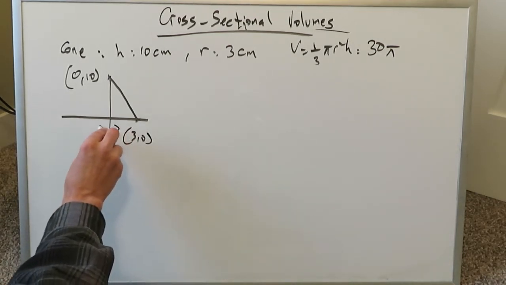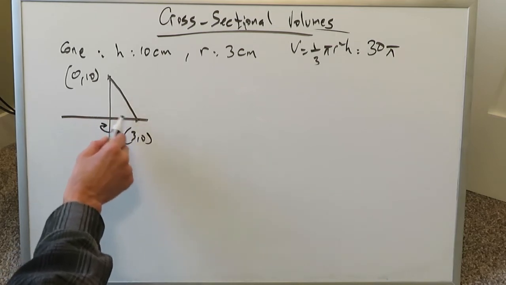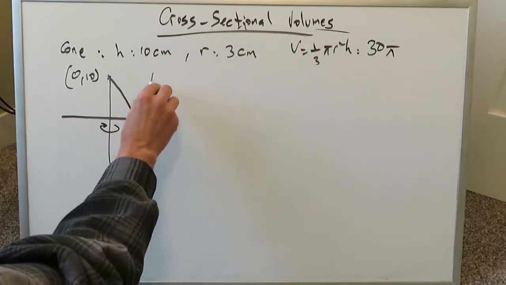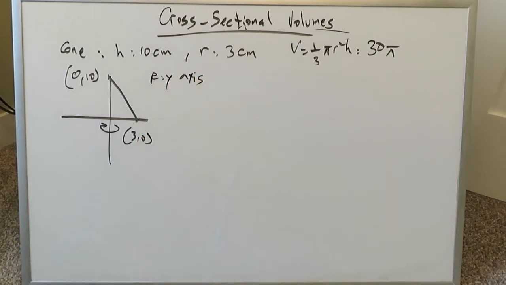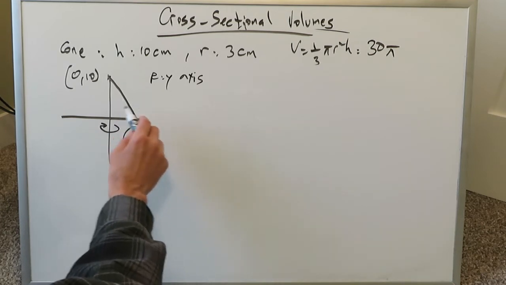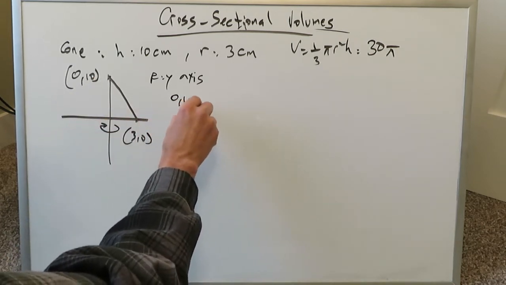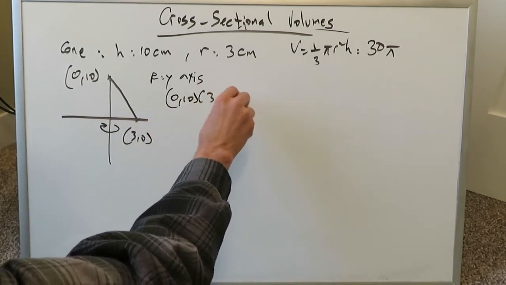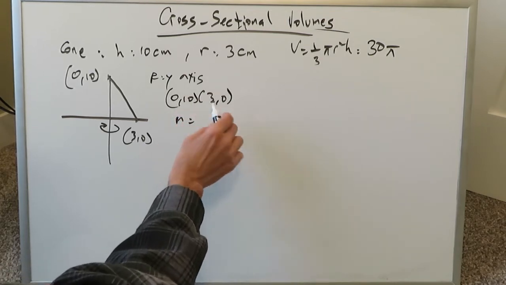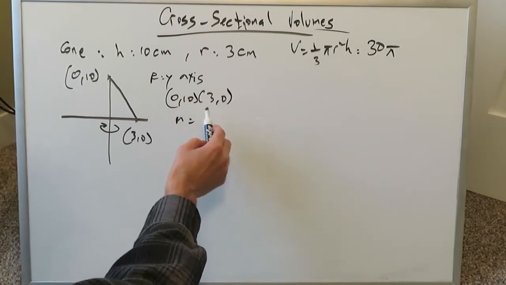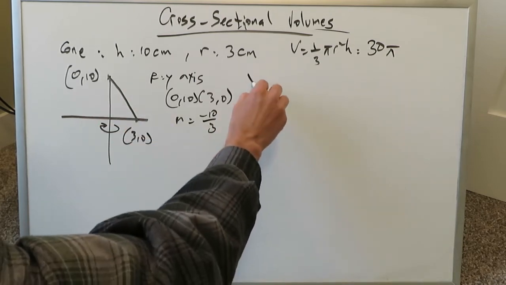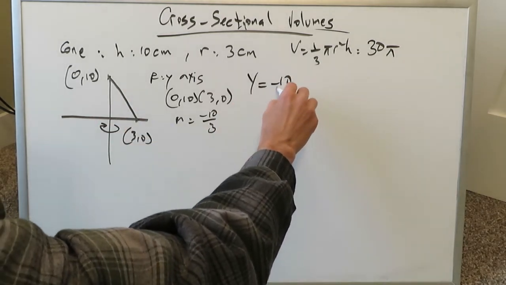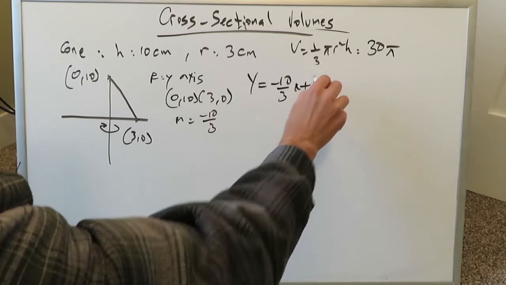If you were to rotate this area which is bound by this line and these x and y axes around the y axis, you'll very well demonstrate and develop a three-dimensional cone. But we need to determine the formula of this line here. We have (0, 10) and we have (3, 0). The slope over here will be y2 minus y1 divided by x2 minus x1, which is minus 10/3. We have a y-intercept of (0, 10). Our equation here is y = minus 10/3 x plus 10.